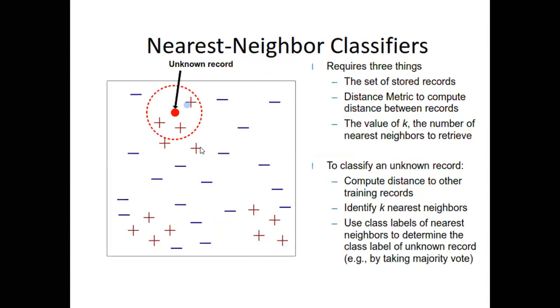How does the nearest neighbor classifier work? This square indicates an instance space, and plus and minus are two classes. It has got these values. Some 15 to 20 instances are there, and they belong either to class plus or class minus. Two classes are there.